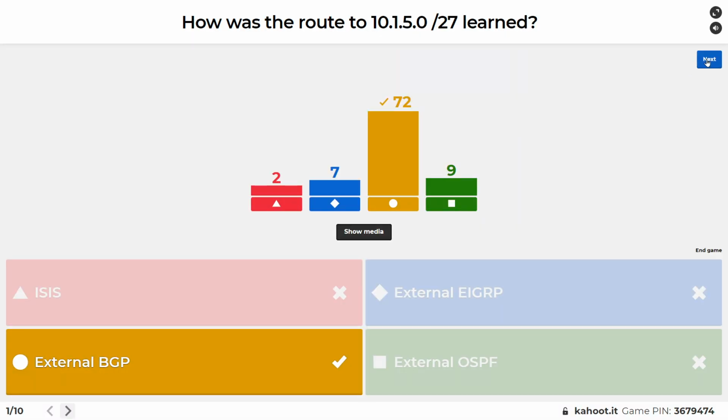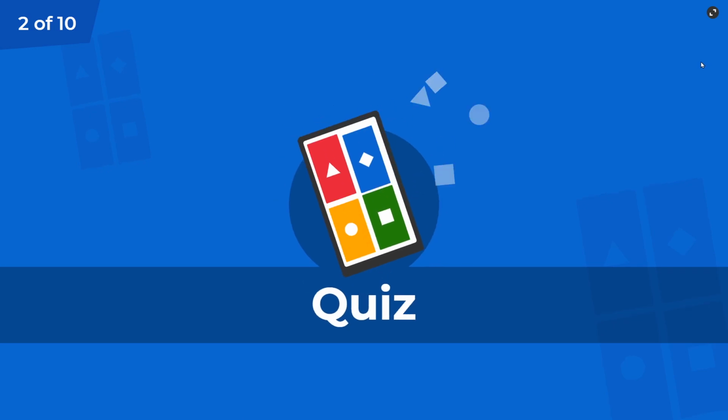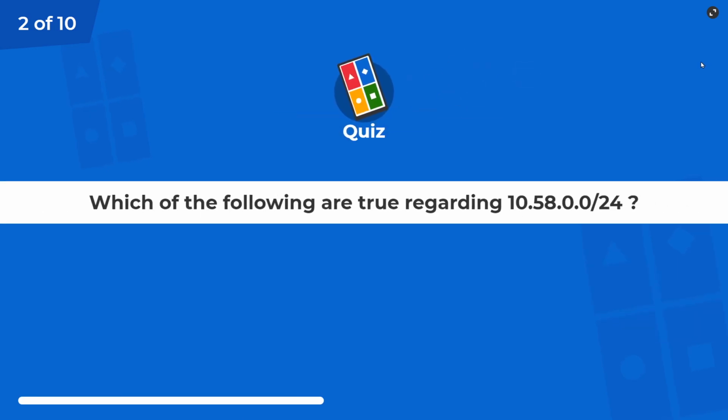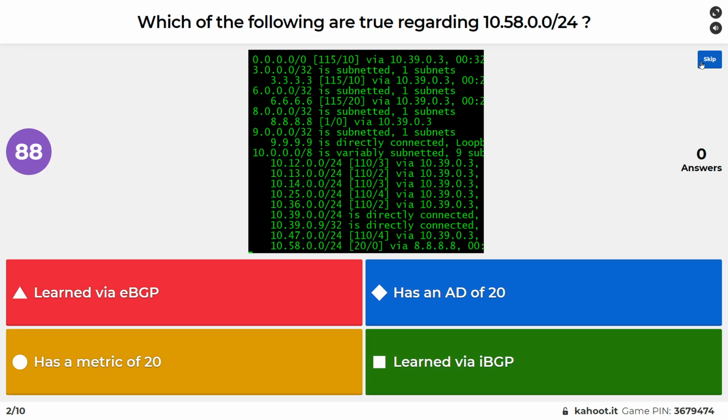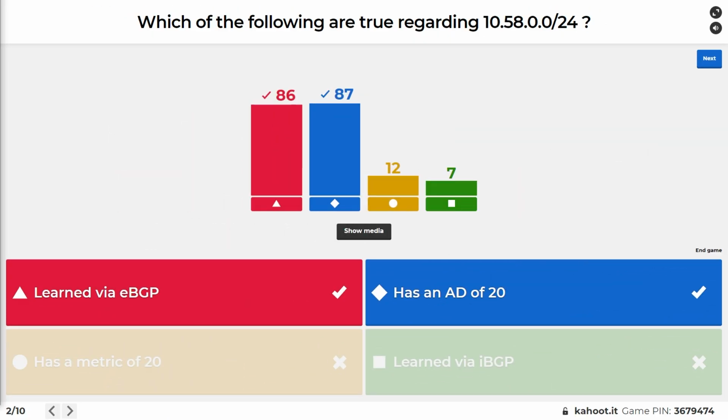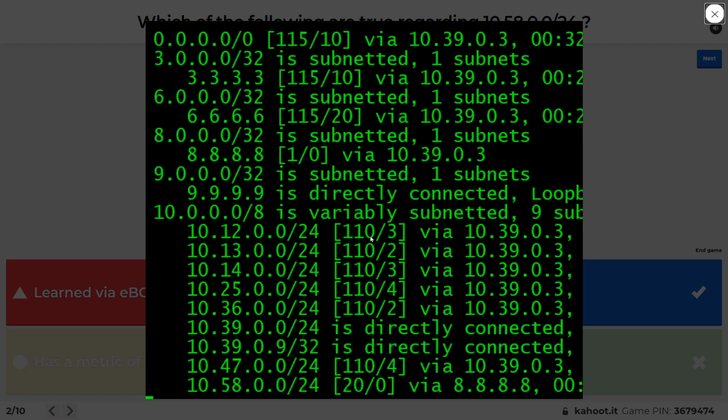I'm so pleased. And here is question number 2. It says multiple select. Let's see if that's true. Which of the following are true regarding 10.58.0.0 with a 24-bit mask? All right, which of the following are true regarding 10.58.0? Let's take a look. Let's do a show ip route here.